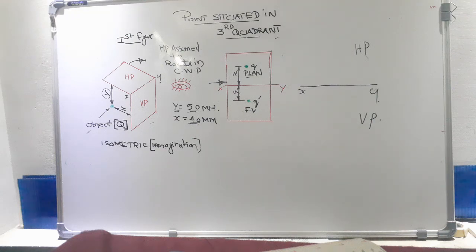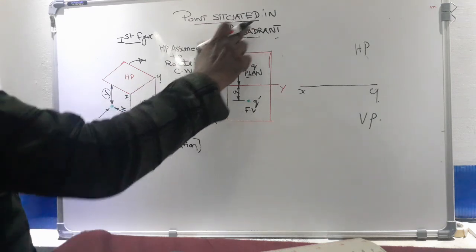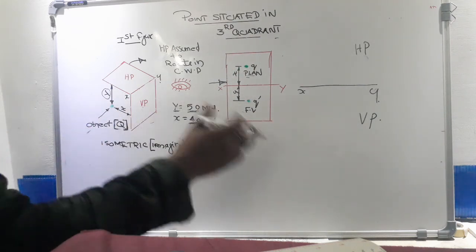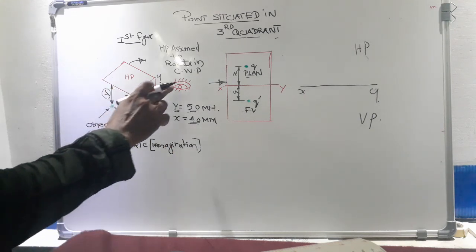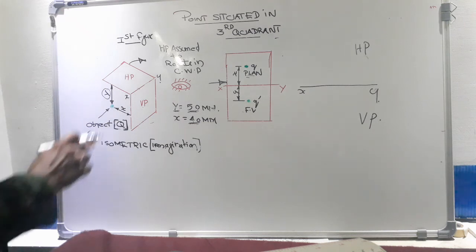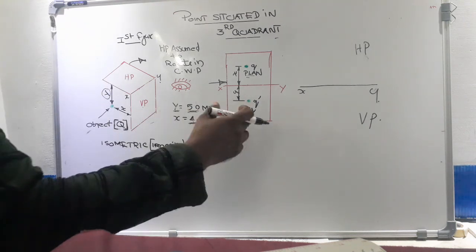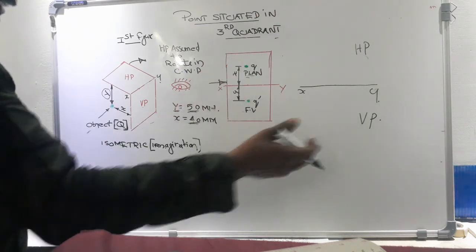Dear students, in previous classes we have already learned about a point situated in the first quadrant. Today I am going to explain another topic, a point situated in the third quadrant. With the help of these two figures, I will explain the exact position of the point with respect to the observer, the horizontal and vertical planes, and then attempt to draw its answer, that means draw its projection.